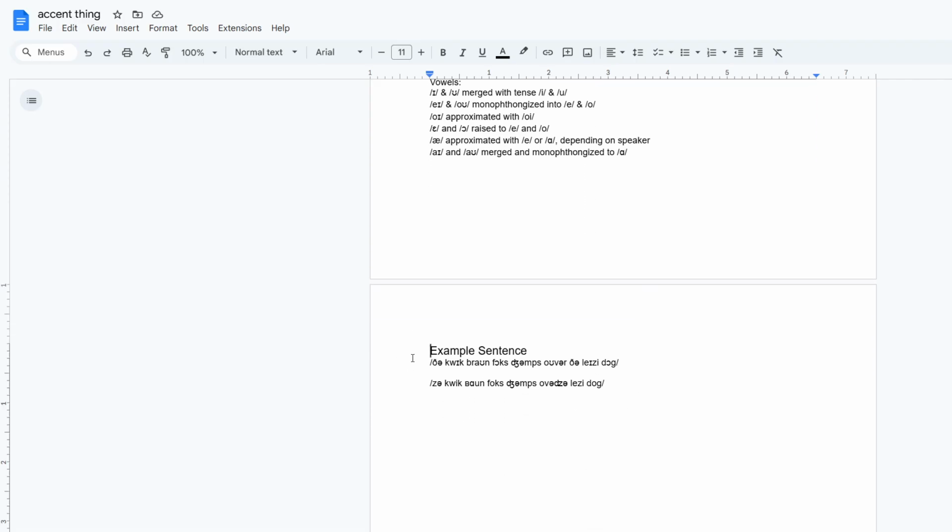So I've written an example sentence. It's just the quick brown fox jumps over the lazy dog. So you have that written in standard English, and then in this new accent that I've made. So this would be the quick brown fox jumps over the lazy dog. The quick brown fox jumps over the lazy dog.